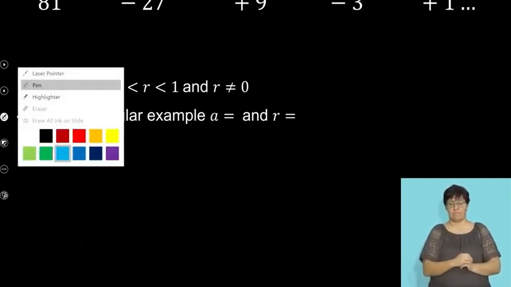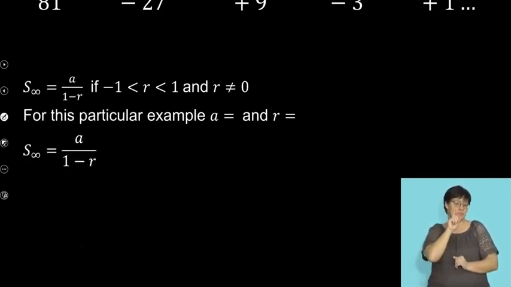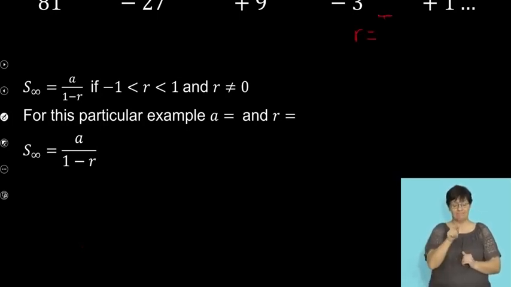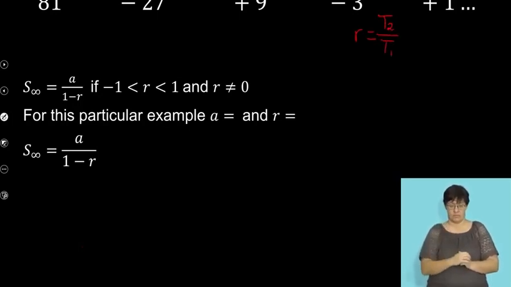Just a reminder, everyone, that if I want to check what my common ratio is, I can say that ratio is equal to term 2 over term 1. In this case, term 2 is -27, and I'm going to put this over term 1, which is 81. So the common ratio is -1/3.